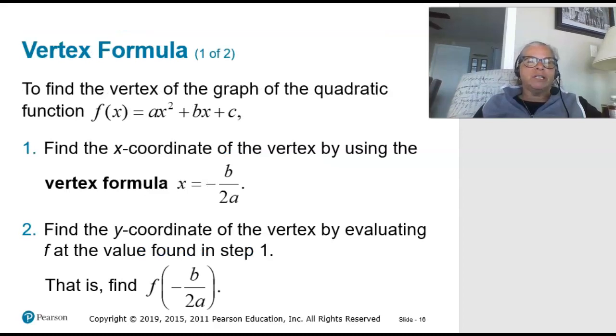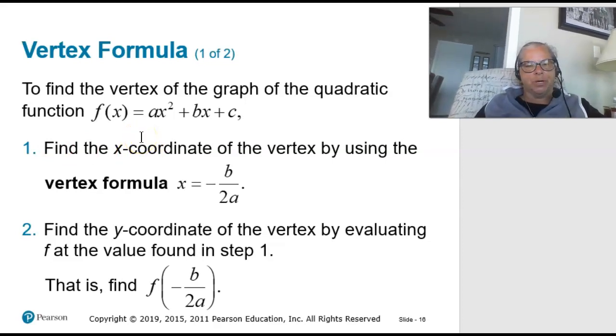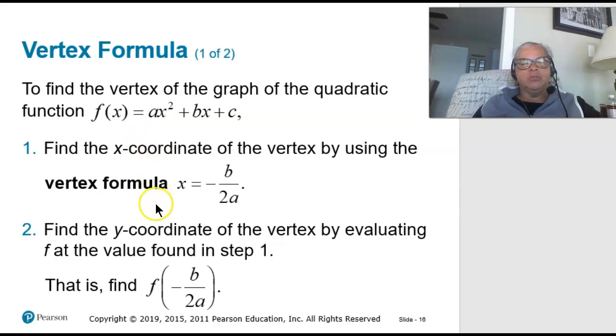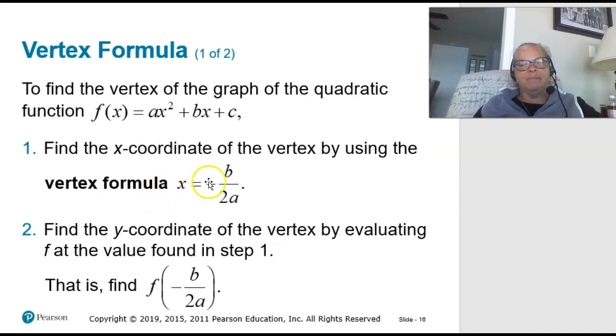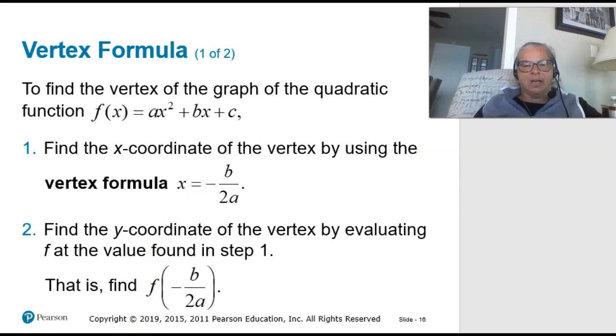So, there's a vertex formula that helps us find the x value of the vertex. When you have an equation in standard form, ax squared plus bx plus c, you can find the value of x by taking the value of b, dividing it by 2 times a, and making sure not to forget that this is a negative b over 2 times a. So make sure that you don't miss that negative sign.